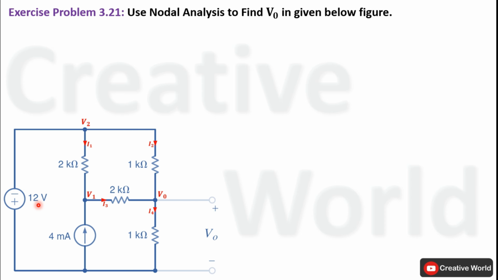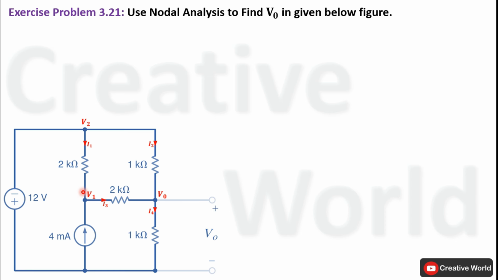Right now, the negative terminal of this voltage source is connected to node 2 and the positive terminal is grounded. So we can say that negative 12 volts will be appearing on this node 2. So the value of voltage V2 will be equal to minus 12 volts, and we don't have to apply Kirchhoff's current law on this node because the value of this node voltage is known in the form of this voltage source, that is minus 12 volts.